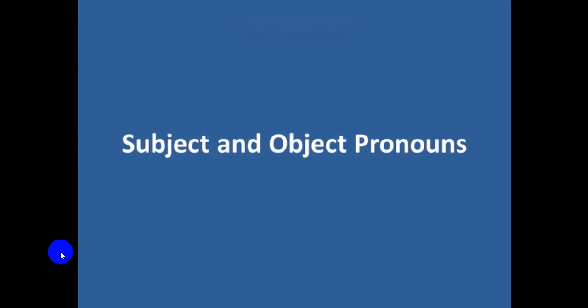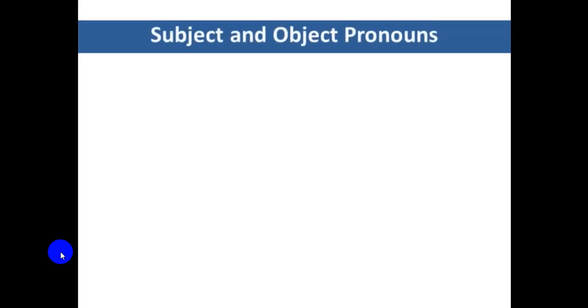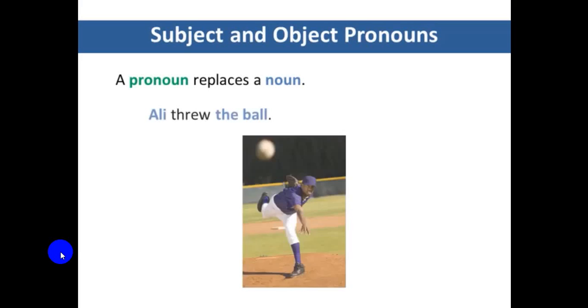Subject and object pronouns. When you write and speak English, you need to use subject and object pronouns correctly. What is a pronoun? A pronoun replaces a noun. That is, we use a pronoun instead of a noun. In the sentence, Ali threw the ball, we can replace the noun Ali with the pronoun he. We can replace the noun ball with the pronoun it.